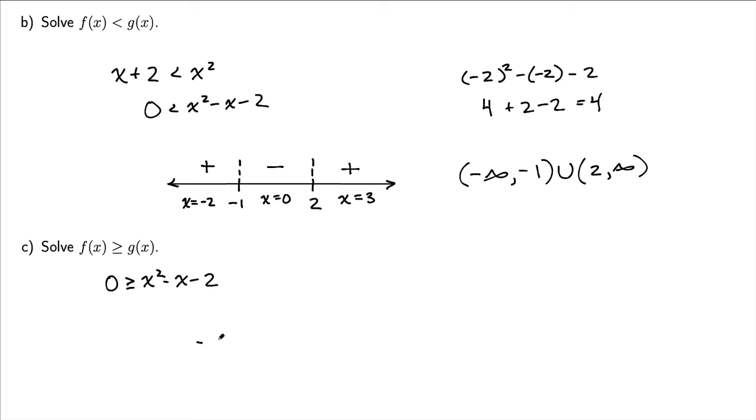And so that's between negative 1 and 2. But now that we want the polynomial less than or equal to 0, we're going to include when it equals 0. So we're going to include that point, negative 1, and the point at 2.